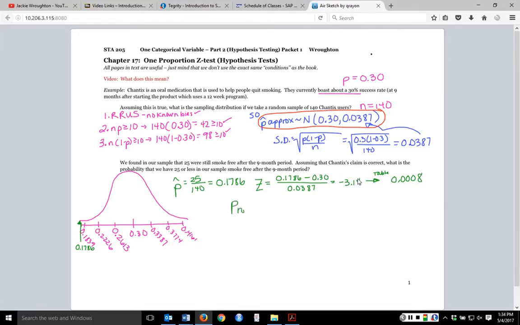And then, so what's our actual answer? Well, that number, this 0.0008, tells us what's to the left of that number. We want what's to the left of that number. So that actually is our probability. Then the last thing we would do here is interpret that.